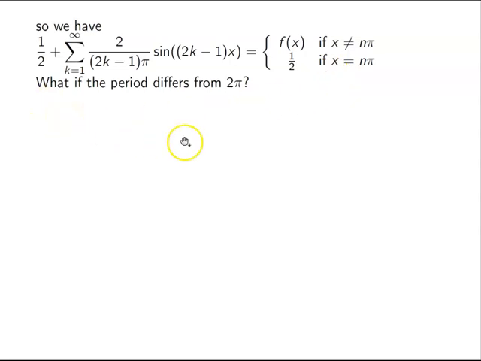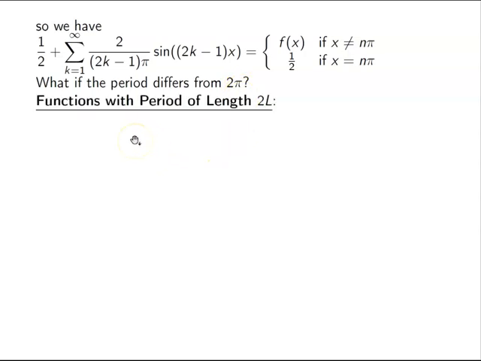What if the period is not from negative pi to pi? What if it's not a length of 2 pi? What if it's a different period? What if it repeats every 10 units instead of every 10 pi? So what if it's not even a measure of pi? What happens if I have functions with period of length 2L? No matter what my period length is, I can always think of it as being 2 of something.